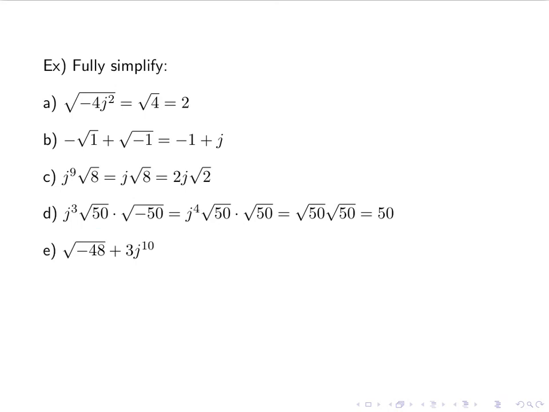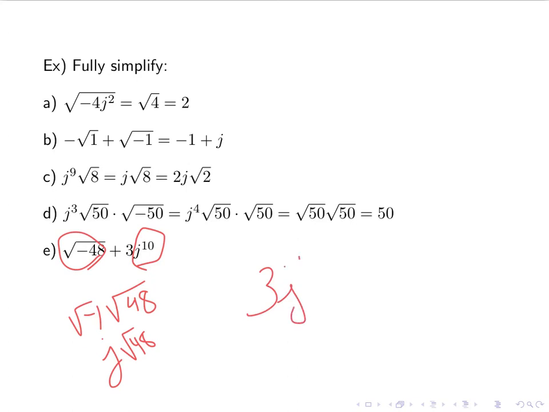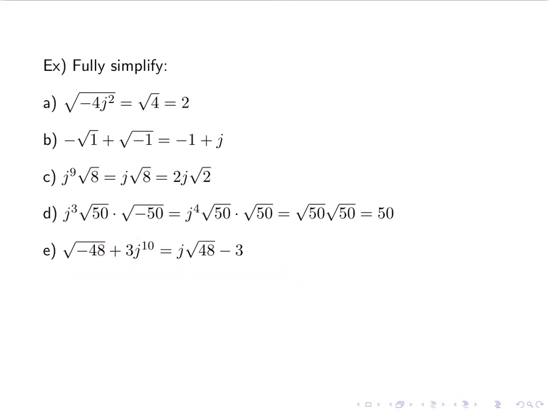How about root negative 48 plus 3j to the 10th? I'm going to deal with the j's and the root negative ones first. So again, this root negative 48 is root negative 1, root 48. Root negative 1 is j. So I'll start with j times root 48 for my first part. For the second part, we have j to the 10th. When I take 10 and divide it by 4, I'll have a remainder of 2, because again, 4 goes into 8 evenly, and then there's 2 left over. So 3j to the 10th is 3j squared, but again, j squared is negative 1. So 3j squared is just negative 3. So we have j root 48 minus 3.